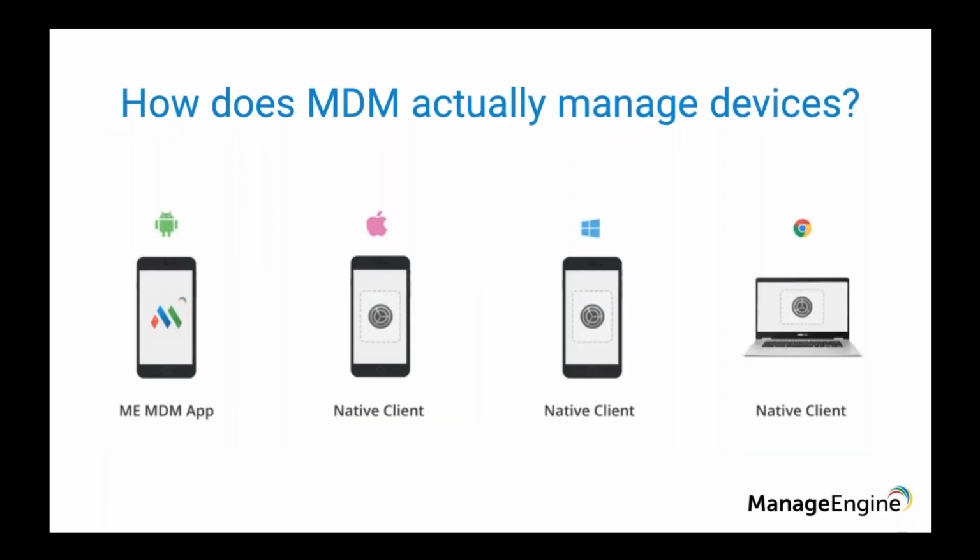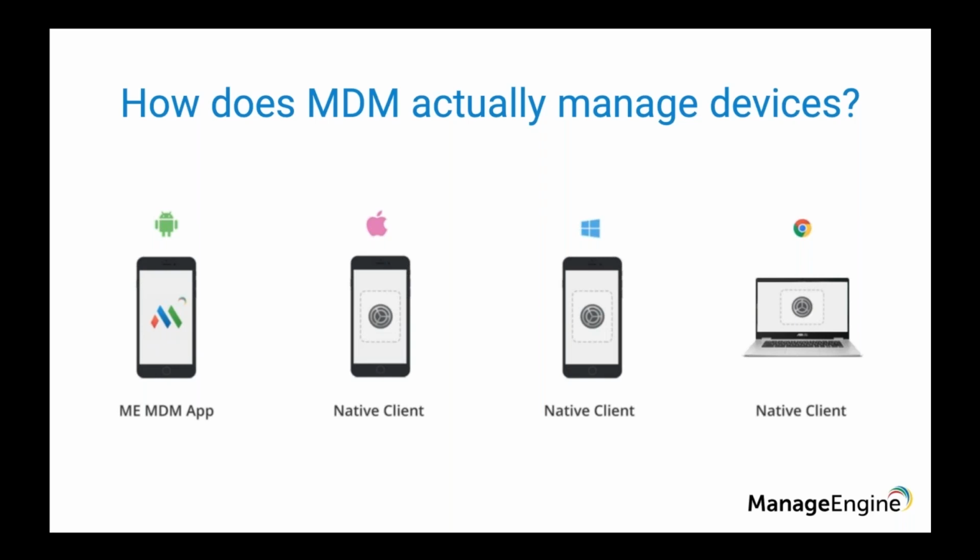Now, how does the MDM actually manage your mobile devices? Well, for Android, we have the Android application that would manage your devices, while for the iOS, Windows, and your Chromebooks, we make use of the native client itself. So there is a native client that is given by the OS system. So we would make use of that, and we would manage your mobile devices.